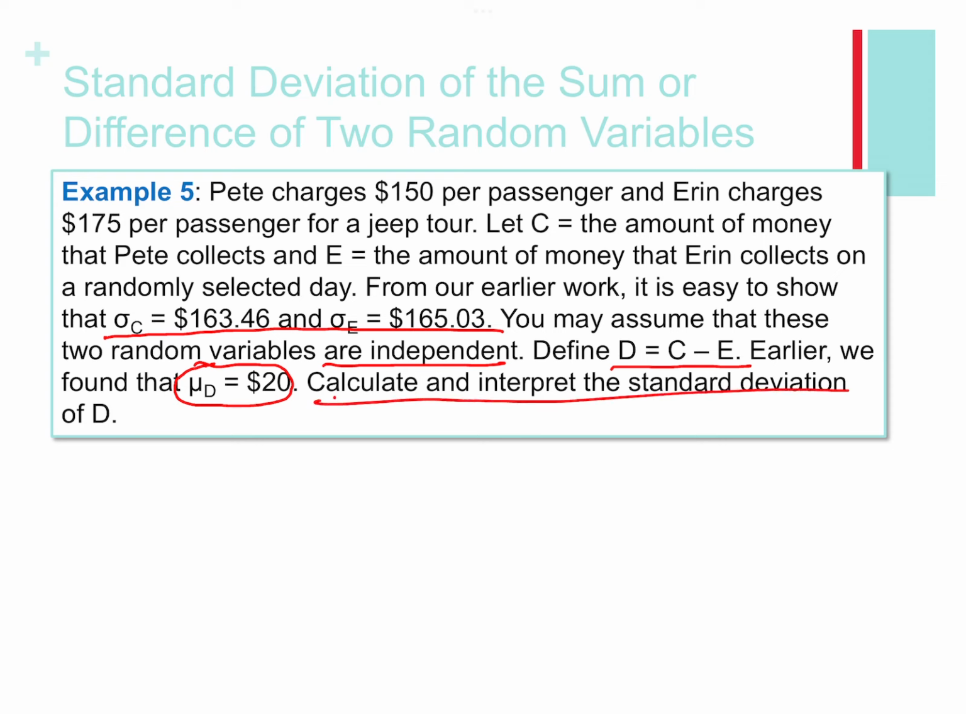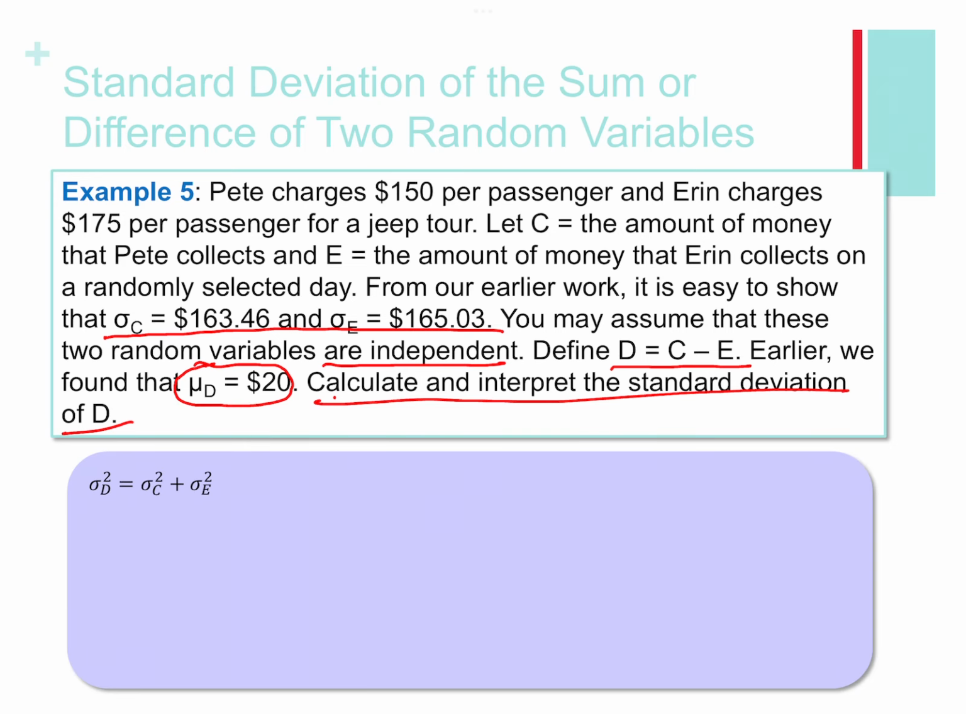We're going to calculate and interpret the standard deviation. So remember, we can't just work with standard deviations. We have to work with variances. So we first find the variance of D. We take the standard deviation of each one, square it, and add them together. So again, that's our variance. We want the standard deviation though, so now I just need to take the square root of that. I don't have the square root of that number here, so let's put that into our calculator.